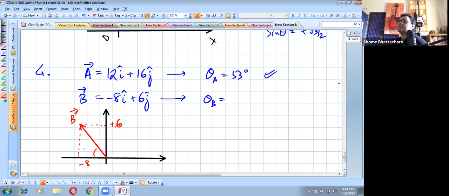That means this angle is how much? It is 37 degrees. So what angle is it making with the x-axis? The angle that vector B is making is 143 degrees, 90 plus 53, or 180 minus 37. So it is 143. Okay. So this also I know.